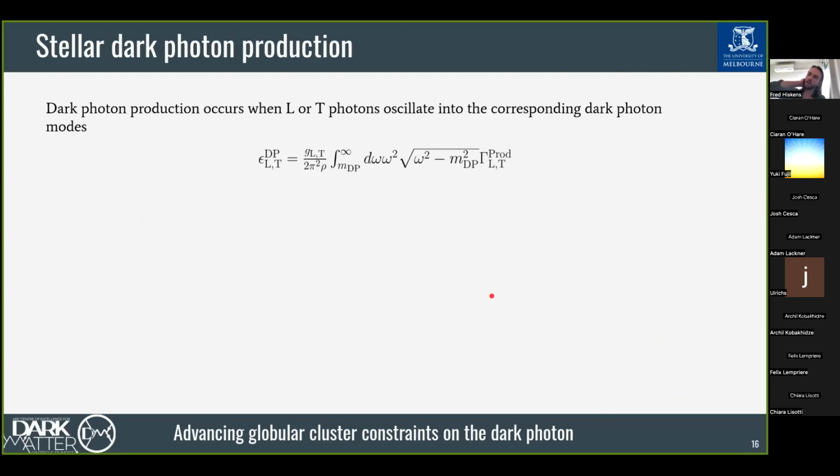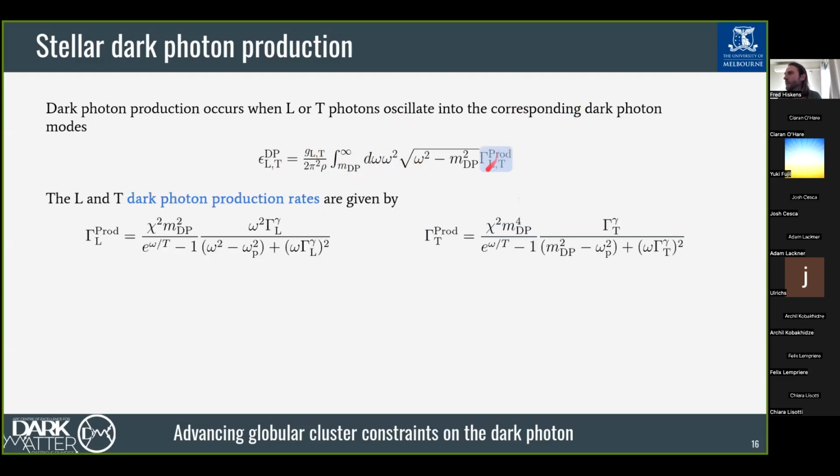So dark photon production in stars occurs when longitudinal or transverse photons oscillate into the corresponding dark photon modes. Remember that in these hot, dense stellar plasmas, photons can have longitudinal excitations. And so the associated energy loss rates are given by this formula here. So we have this factor G, which is a degeneracy factor. It's 1 for longitudinal and 2 for transverse. And then we have an integral over the dark photon energy loss. And it is worth pointing out the lower terminal of that integral is the dark photon mass. So really, I'm interested in the form of this parameter here, which is the dark photon production rate.